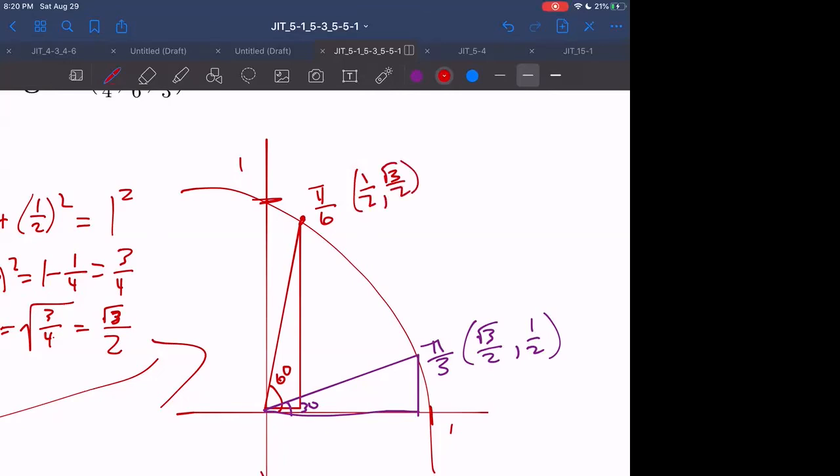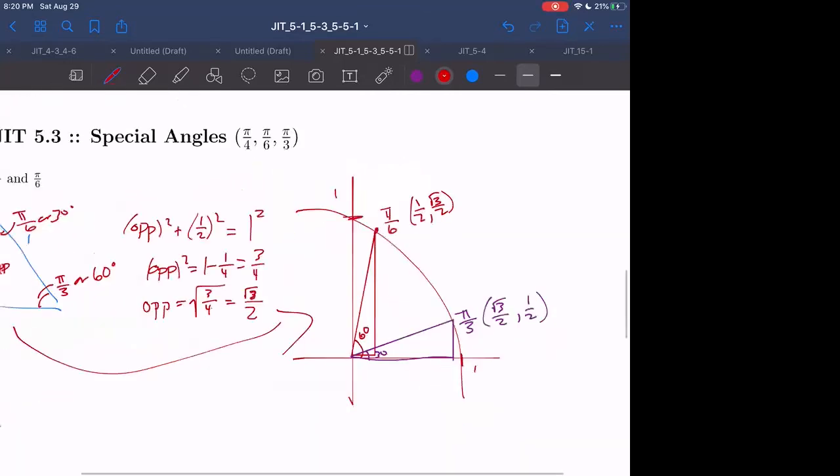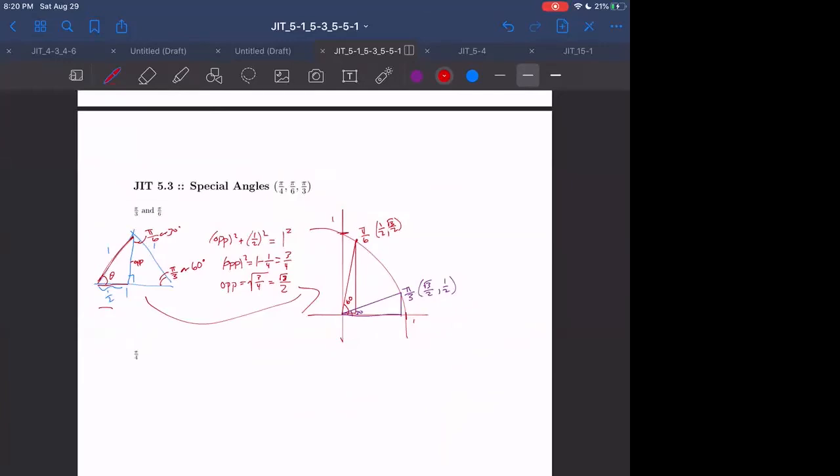Okay, remembering that, for pi over 6, we've got cosine is 1/2. Sine is root 3 over 2. For pi over 3, it switches.